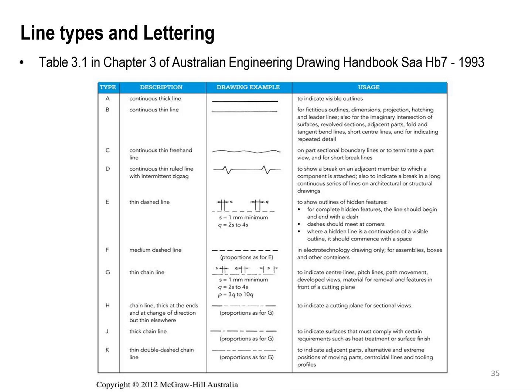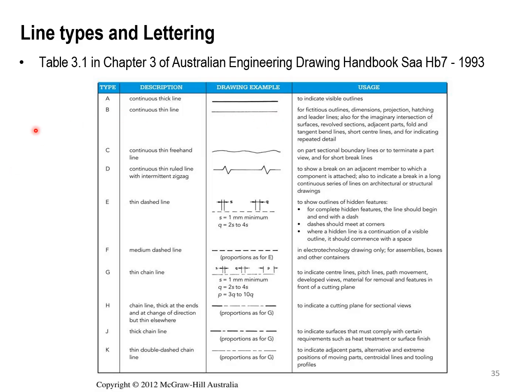So the line types and the lettering we have in Table 3.1 in Chapter 3 of the Australian Engineering Drawing Handbook. You can see that the types are given as A, B, C, D up to K, and the description of each one. A is just a continuous thick line, while B is a continuous thin line. The thick line indicates the visible outlines, while the thin one is for the fictitious outlines, the dimensions, the projection, and the hatching.